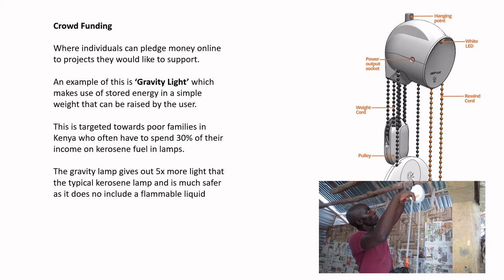So rather than having a kerosene lamp, which was causing a lot of fires and houses getting burnt down, because kerosene is a very, very flammable liquid, you've now just got a chargeable light on a cord.